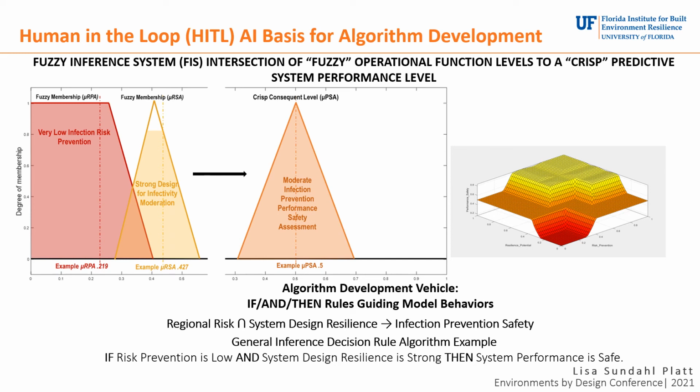This interpretation of this crisp consequent of the intersection of two fuzzy possibilistic outcomes of risk and resilience is governed by the aforementioned decision rule algorithms, which are derived from precedent data and in some cases, expert heuristics. An example of one of these rules could be, for the context of infection prevention: if risk prevention is low and system design resilience is strong, then system performance is safe.